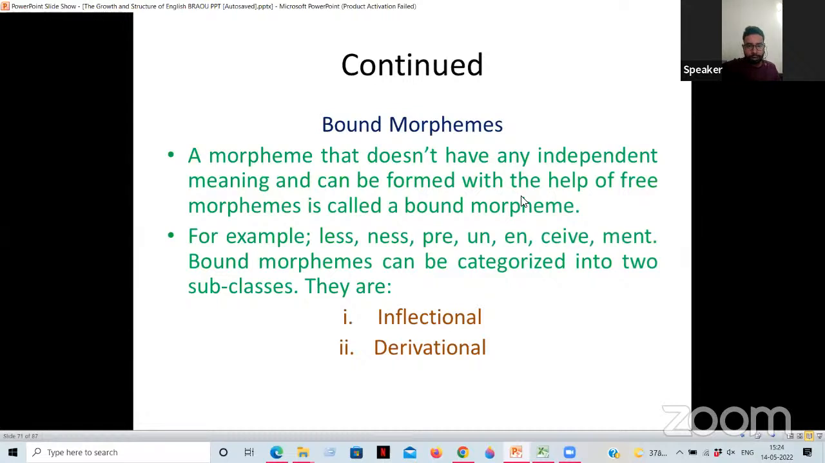For example, see here: less, ness, pre, an, ment. All these letters together are called bound morphemes because they cannot have their own meaning alone. They have to depend on the free morphemes. The bound morphemes can also be further divided into two categories. One is inflectional and another one is derivational.